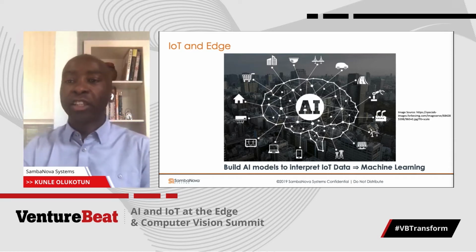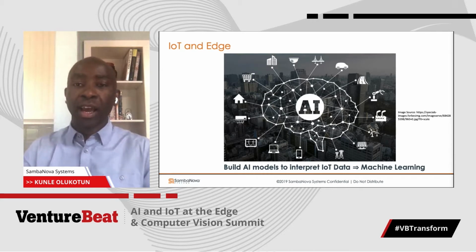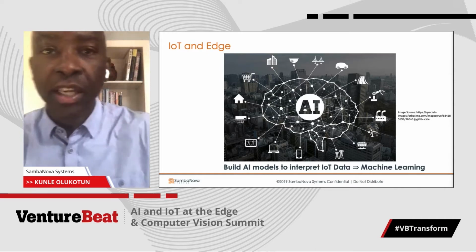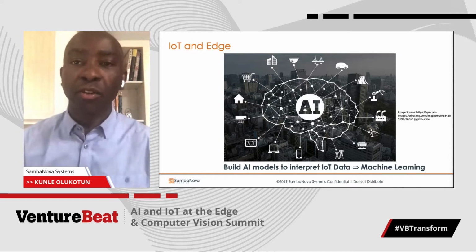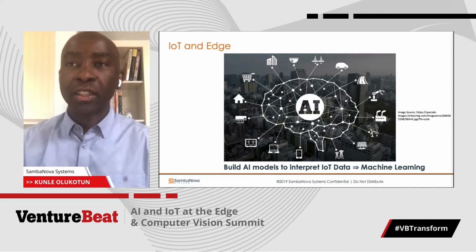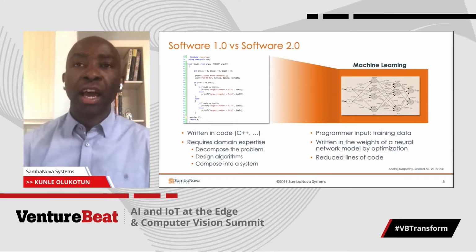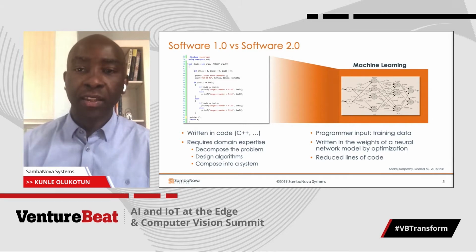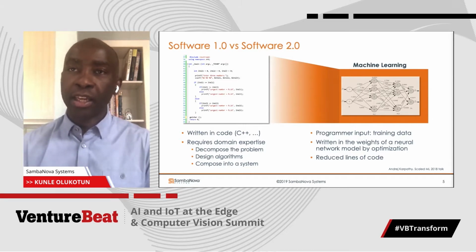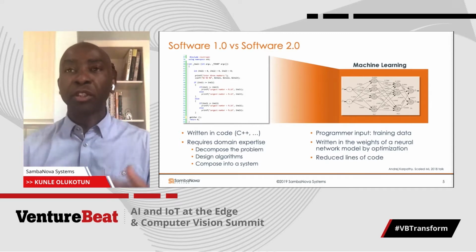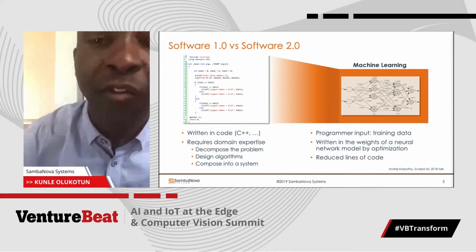And all of these devices generate a lot of data that needs to be collected, mined, and interpreted to make better decisions. Typically this is done today using AI models to interpret the IoT data, which necessarily means using machine learning. Machine learning is a new way of developing applications, and the widespread use of machine learning in the form of neural networks and deep learning has the potential to fundamentally change the way that we develop software.